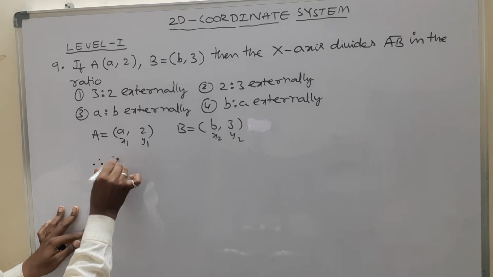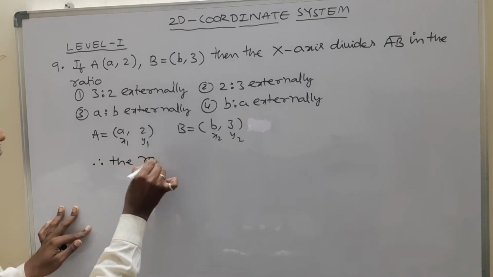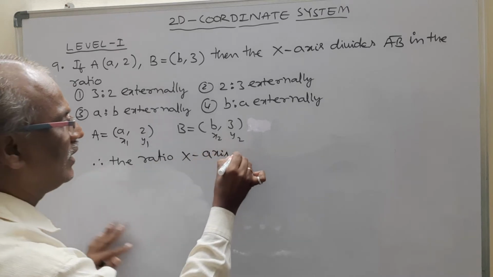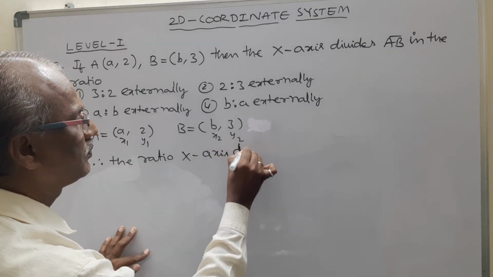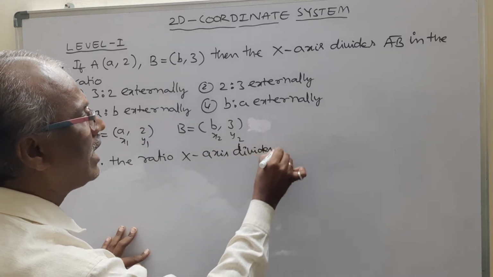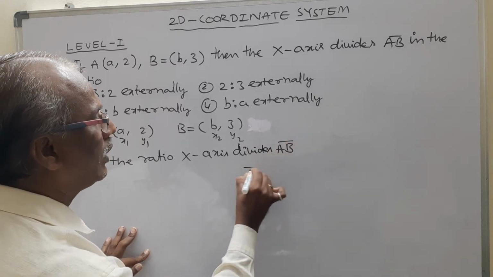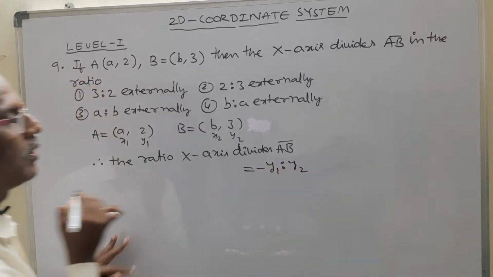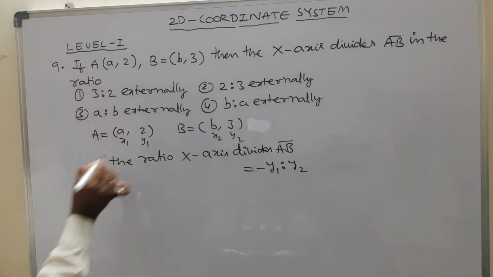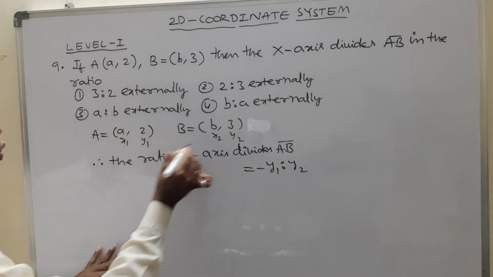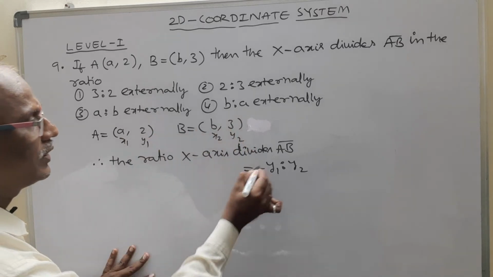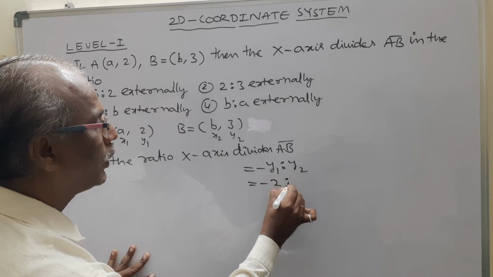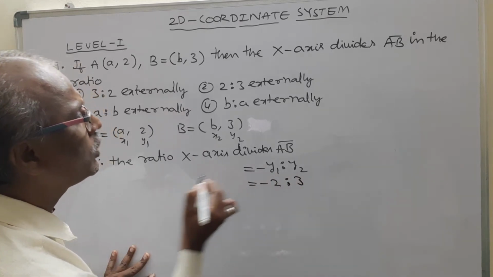Therefore, the ratio in which the x-axis divides AB equals minus y1 is to y2. This is the formula: minus y1 is to y2. Here y1 equals 2 and y2 equals 3. Substitute in this formula: minus y1 is 2, y2 is 3. Minus 2 is to 3.